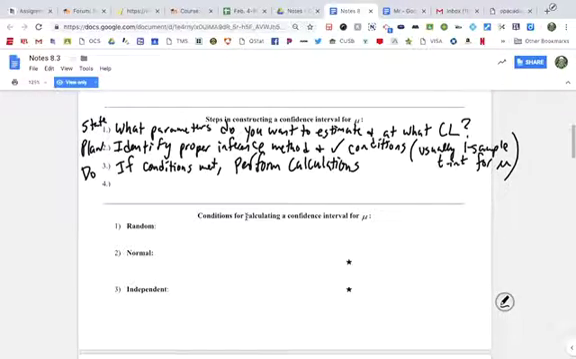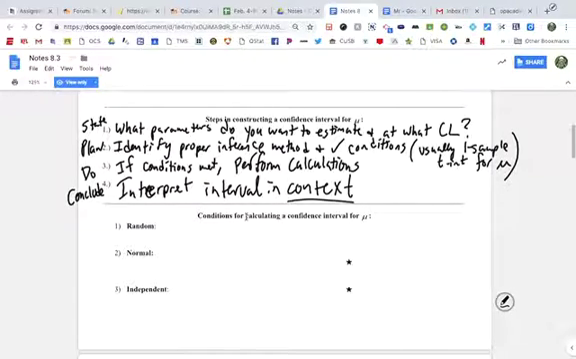And then step 4, that's the state, plan, do, conclude. Interpret the interval in context. And it's very important. Again, we're going to be working with blurbs so that you understand what that is.